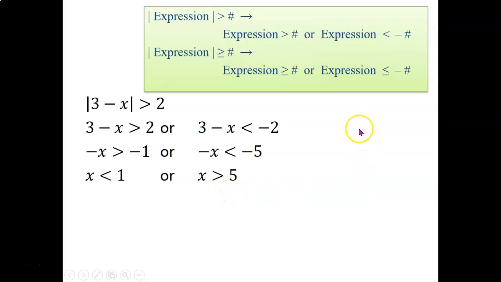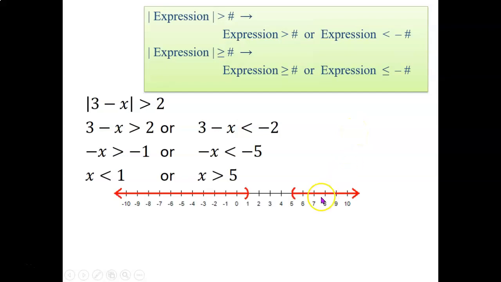What does that mean? Where are we on the number line? Well, we could be either over here less than 1 or over here greater than 5. By the way, this is saying that x, the distance between 3 and x, is greater than 2. So x is a number that's more than 2 units away from 3. Might be more than 2 units away this way, might be more than 2 units away this way. But it's some number that's more than 2 spaces distant from 3.